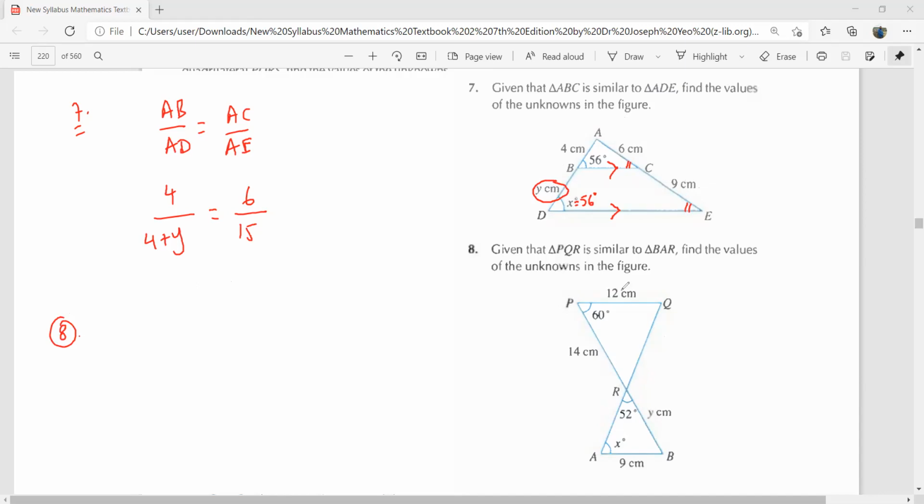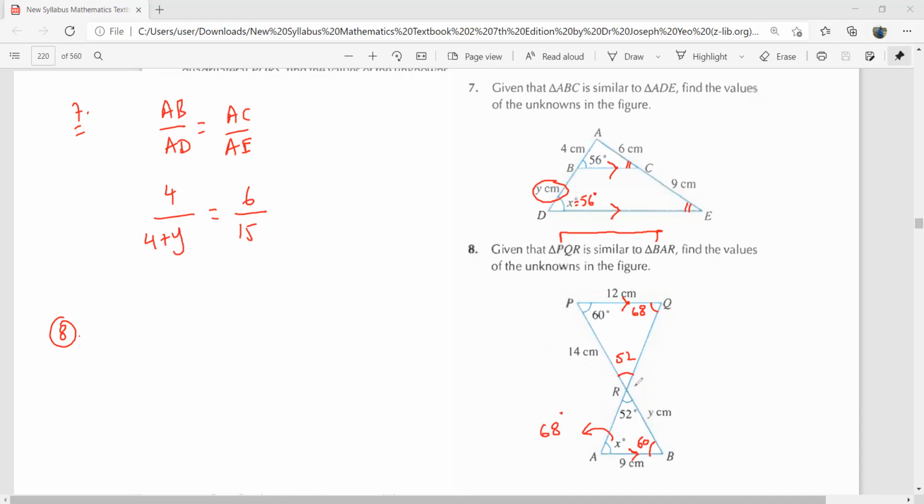Now, we're given that this PQR is similar to BAR. So P from here is corresponding to B from here. So this means that this angle is going to be 60 degrees. And you can see that he's not telling us, but actually this PQ is parallel to this AB over here. And then if this is 60, this is 60, this is going to be 52 over here. And this is 112, and this is going to be 68. Yes. So this x is going to be 68 degrees here. Okay.